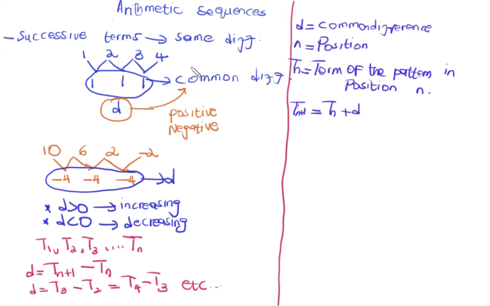And in this case, Tn plus 1 would be, we're looking for 4. So as an example, we're saying 3 is in position n. And then, if it's in position n, that means 4 is in position n plus 1, because they're successive terms. So this means that Tn plus 1, which is the 4, must be equal to Tn, which is the 3, plus D, which is the 1. So this is your general formula.